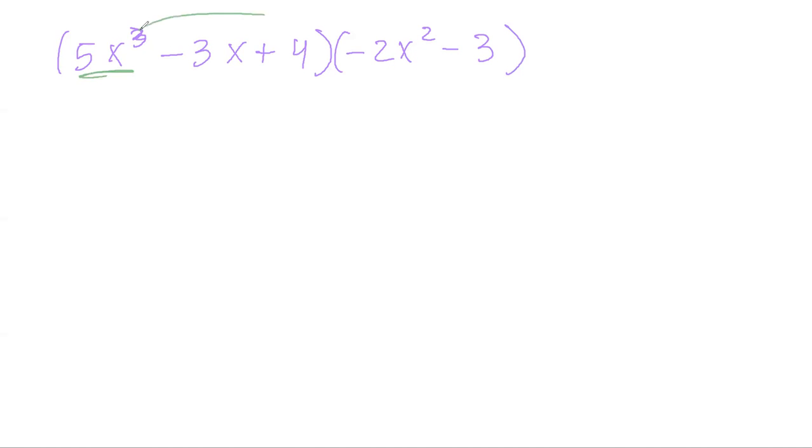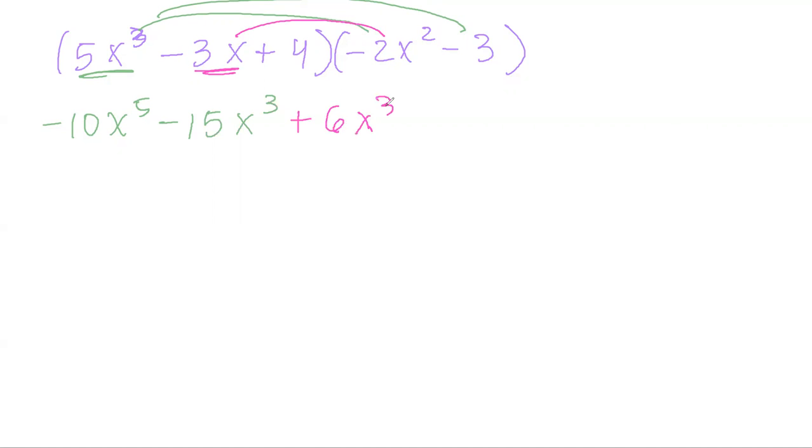Okay, so the 5x cubed times negative 2x squared, so I have negative 10x to the fifth. Multiplying that to minus 3, so I have negative 15x cubed. Okay, negative 3x times negative 2x squared, so I have plus 6x cubed. Multiplying that with the minus 3, so I have plus 9x. Okay, lastly, multiplying 4 onto these, I have negative 8x squared and minus 12. Getting a lot of minus 12s lately, kind of interesting.